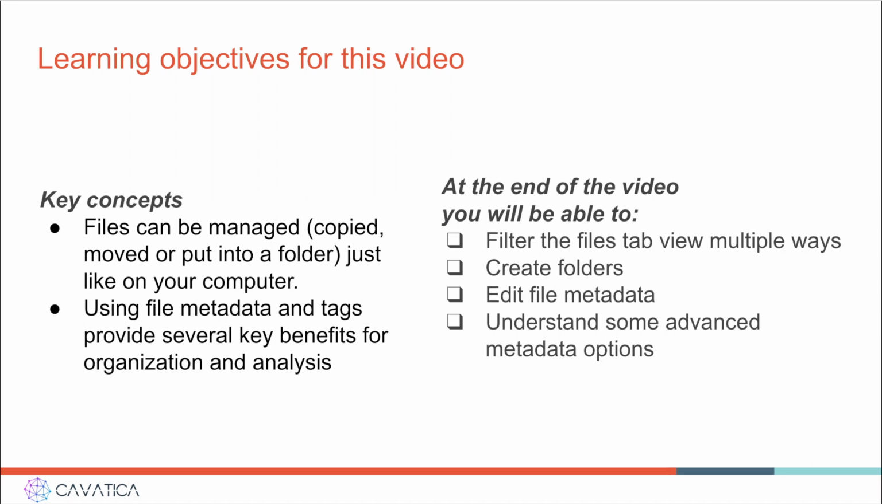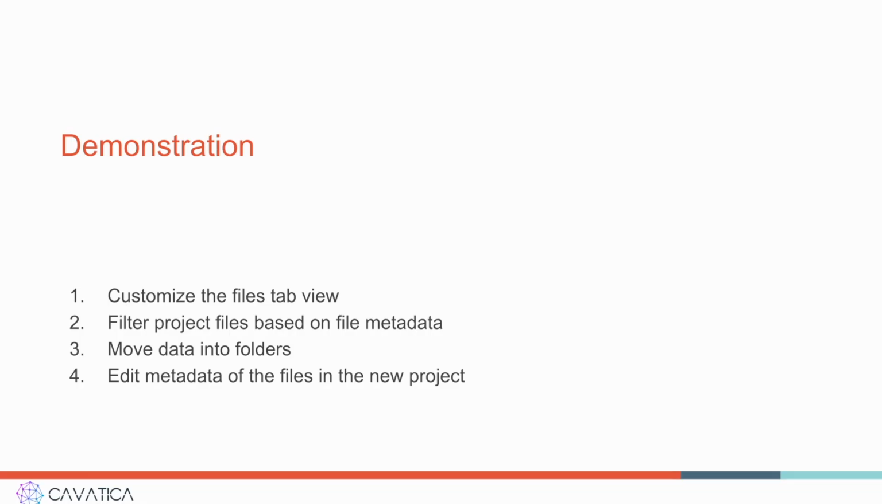At the end of this video, you'll be able to filter the Files tab view in multiple ways, create folders, edit file metadata, and understand some advanced metadata options. For this demonstration, we'll customize the File tab view, filter project files based on their metadata, move data into folders and create folders, and edit metadata of the files in the new project.